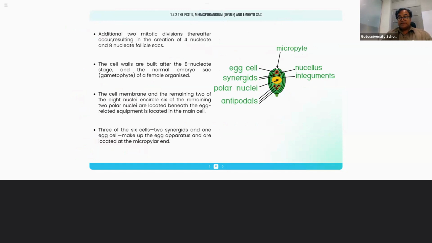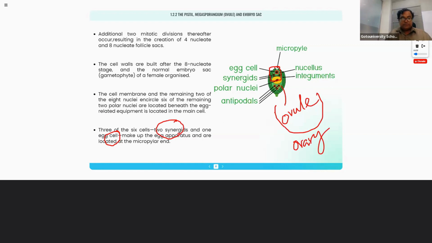Here in this particular area, you are observing that the two synergids and one egg cell are part of the egg apparatus. This egg apparatus is quite acentric. Acentric means not exactly in the center of the ovule. This entire structure is what? Ovule. The ovule's outer cover is called the ovary. So inside the ovary, the ovule is present. Inside the ovule, the synergids and egg cell together make the egg apparatus, which is acentric.